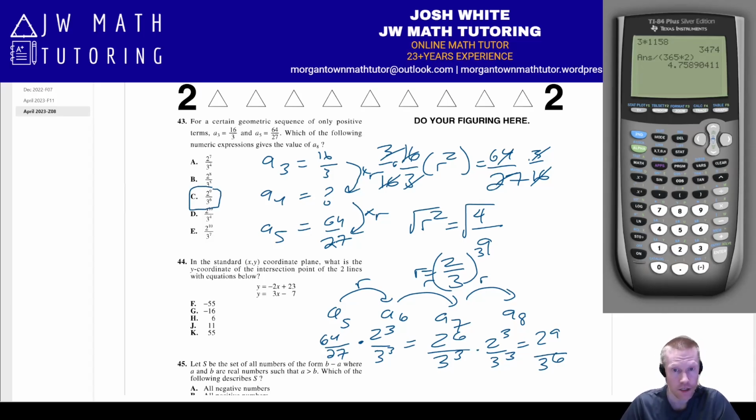Notice that I didn't have to find the explicit formula for this. I did not need to find the first term or do any of that stuff, come up with the recursive formula or the explicit formula. I just needed to find the common ratio, and then once I had that, I could use the a sub 5 term to find a sub 8.